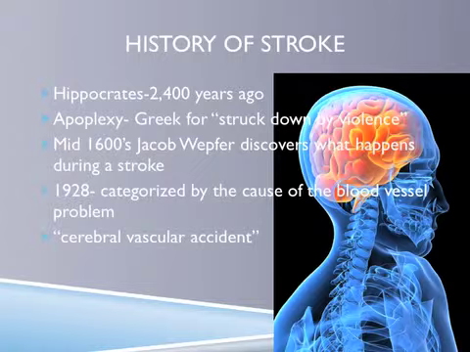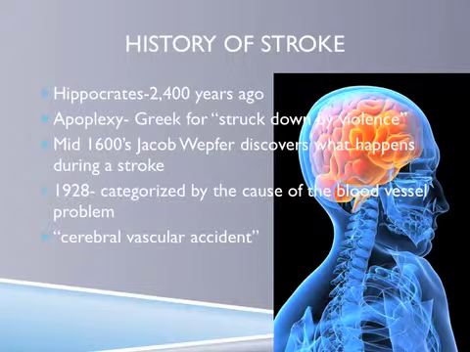No one really had any idea what was going on, not until about the mid-1600s, when Jacob Wepfer found that the patients who died with apoplexy had bleeding in the brain, and he also discovered that the blockage in one of the brain's blood vessels could cause apoplexy. Medical science continued to study all these cases and symptoms and treatments, and finally in 1928, apoplexy was divided into categories based on the cause of blood vessel problems. This led to the terms stroke and cerebral vascular accident.